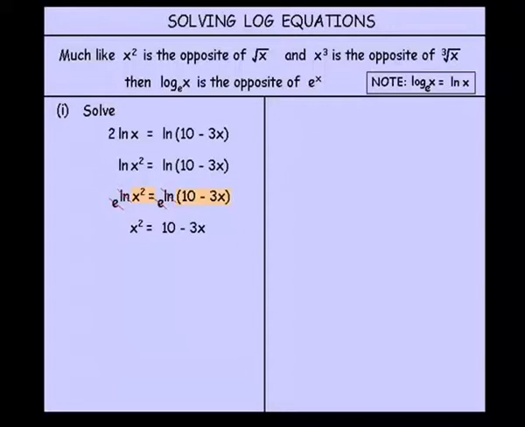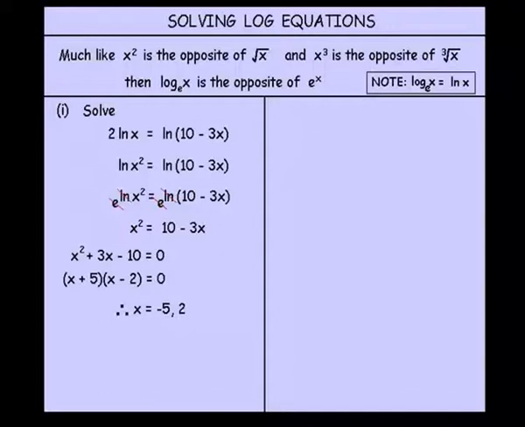Well, that's a quadratic. We'll bring everything to one side, end up getting x squared plus 3x minus 10 equals 0. We look to factorize now, end up getting x plus 5 times x minus 2 equals 0, and therefore x equals minus 5 or x equals 2.